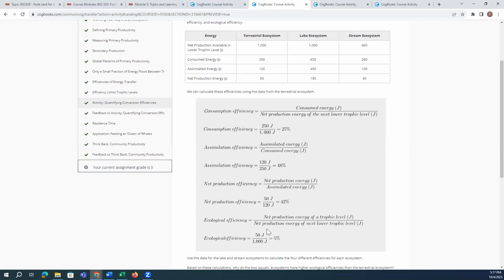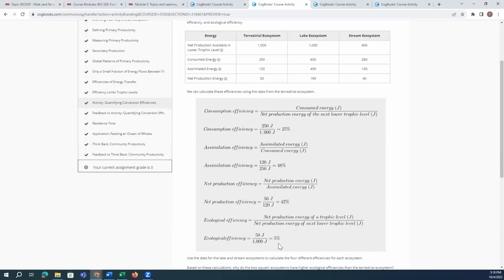And for ecological efficiency, that's the net production energy of a trophic level divided by the net production energy of the next lower trophic level. These are in the table, but this is just knowing which one is associated with which. This one is the lowest trophic level because it's the net production available from the primary producers. So that's going to be our 1000 on the bottom. And the net production of the next trophic level is the 50, and that's 5%.